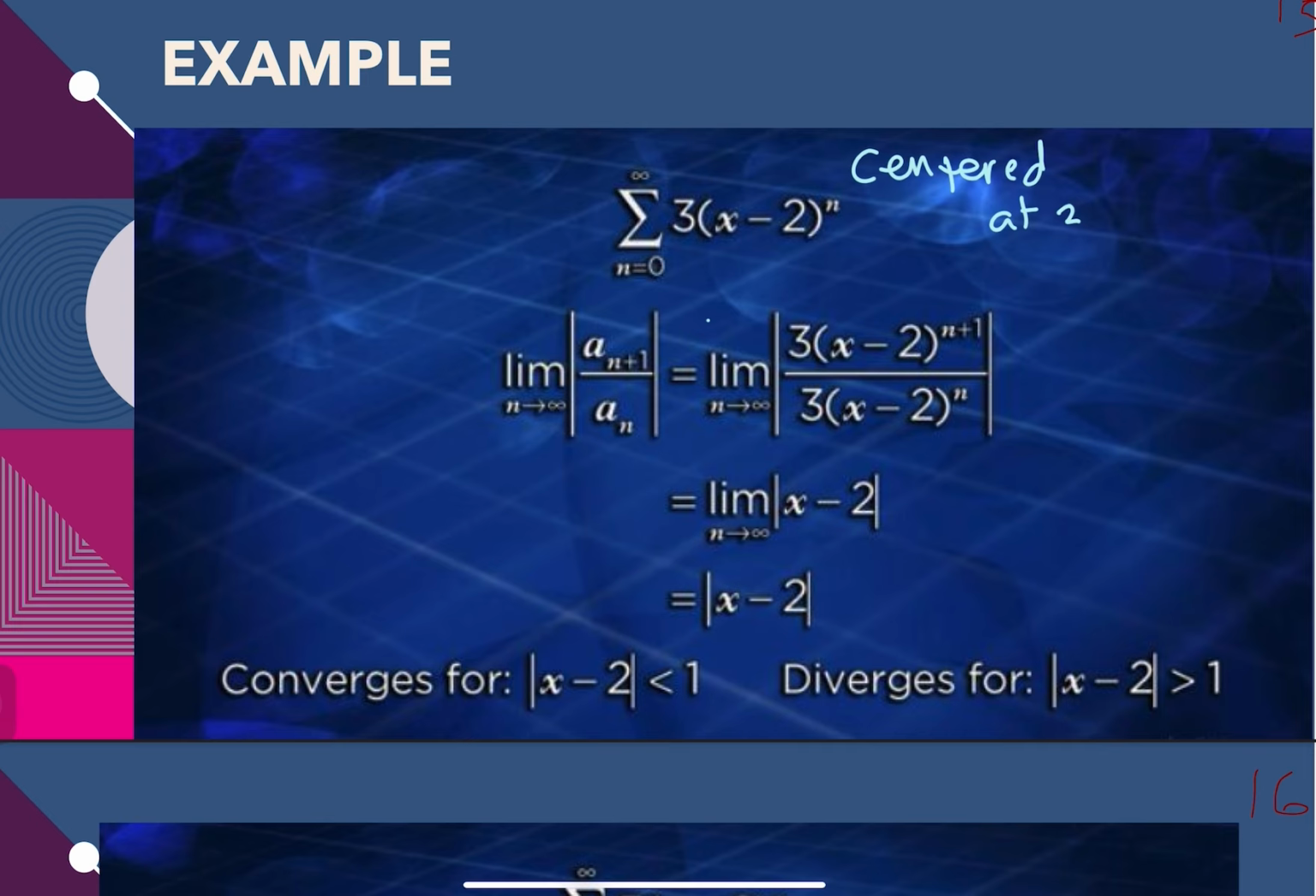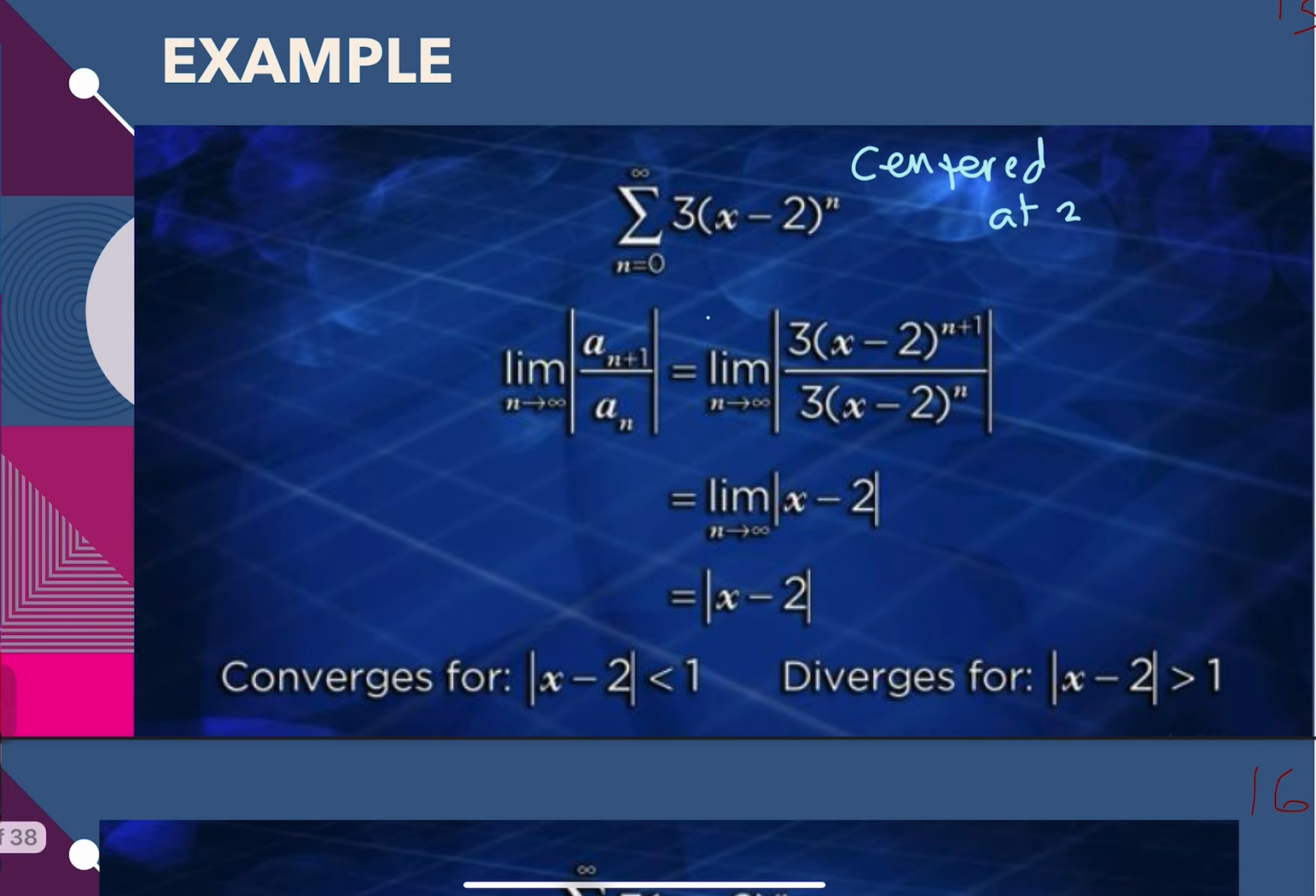Okay, so let's do another example. Let's see how to illustrate the theorem we have just discussed. So here is a power series, 3 times x minus 2 to the nth power, where n is from 0 to infinity. This one is a power series centered at 2. The question is, where does it converge? What's the interval of convergence? How about the radius of convergence? Okay, so here we go.